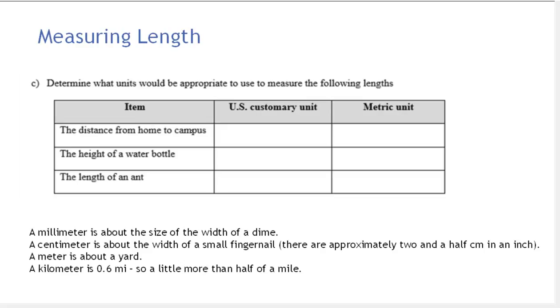So we'll say for the distance from home to campus, even if you lived half a mile, you'd probably say that you lived miles, so you would measure it in miles. And as a metric unit, notice we have some comparisons here. A kilometer is about 6/10 of a mile, and that's usually the unit of measure we use for something like this. So we will put kilometer.